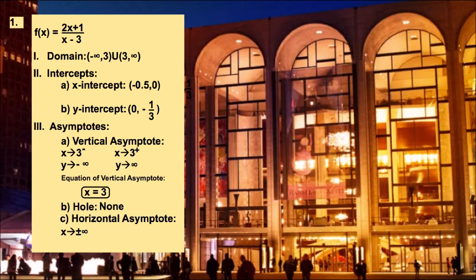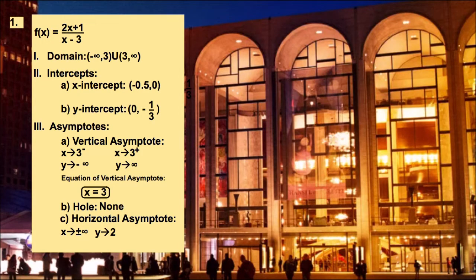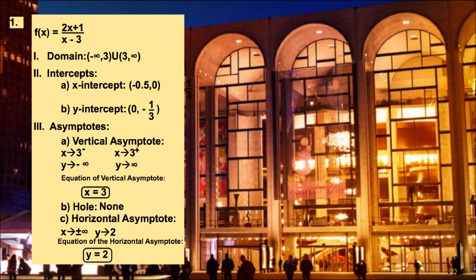Indeed, when x approaches plus or minus infinity, y equals x times the quantity 2 plus 1 over x, everything over x times the quantity 1 minus 3 over x, which equals 2 plus 1 over x, everything over 1 minus 3 over x, which approaches 2. The equation of the horizontal asymptote is y equals 2.